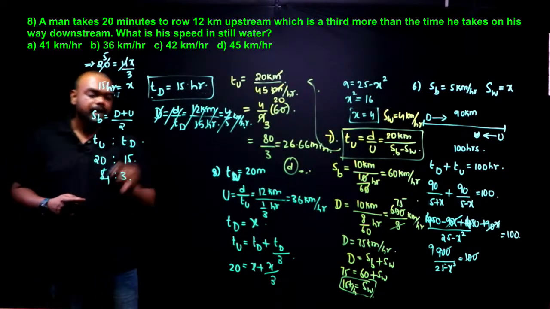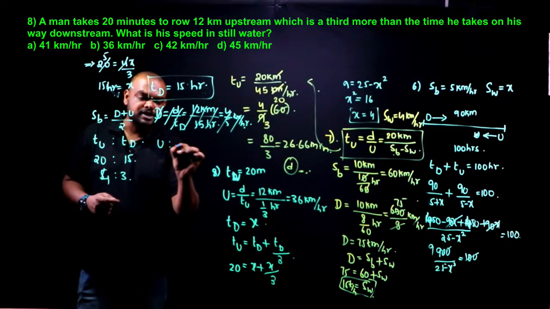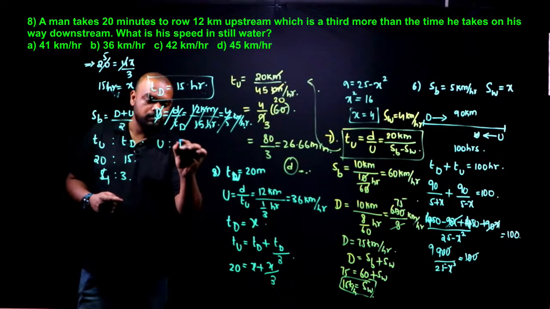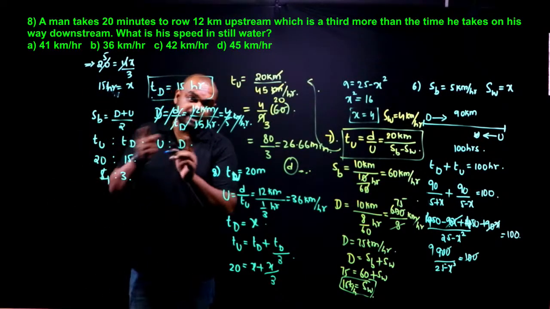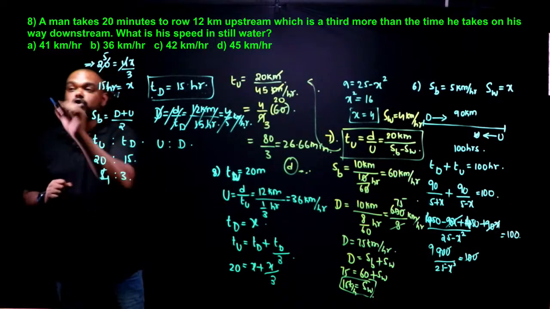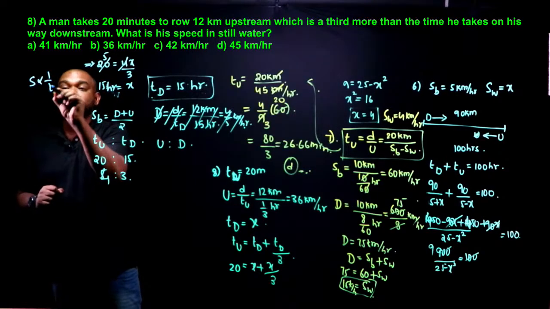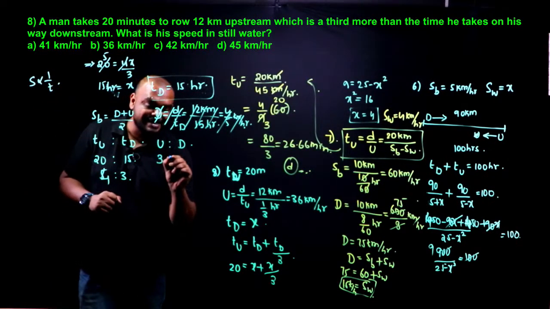4 is to 3. It means we must get the upstream and downstream speed ratio. Time ratio is 4:3, so what is the speed ratio? Do not forget inverse proportionality. We will get this as 3:4.